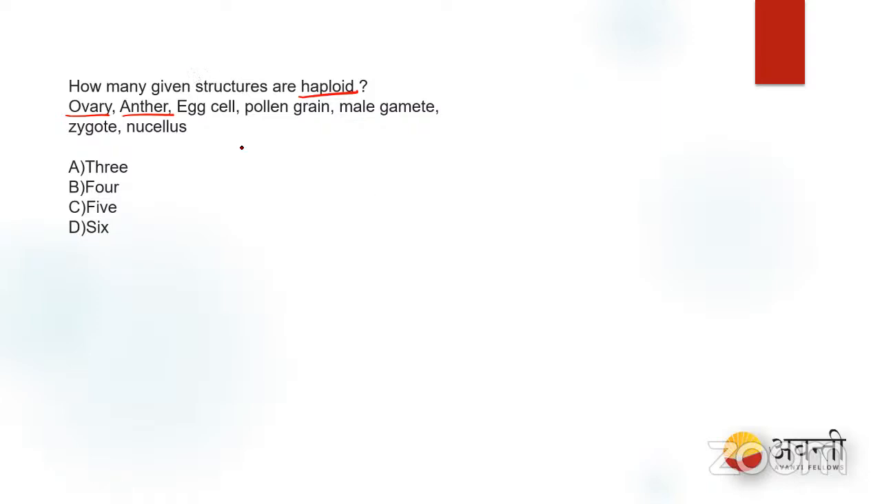So when it comes to the egg cell, the egg cell is haploid, so I'll write it as N. The pollen grain is haploid, and the male gamete is again haploid. The zygote, which is formed by fertilization, is diploid, and the nucellus is also diploid, right? The nucellus is a nourishing layer that helps in maturation of your embryo sac, correct?